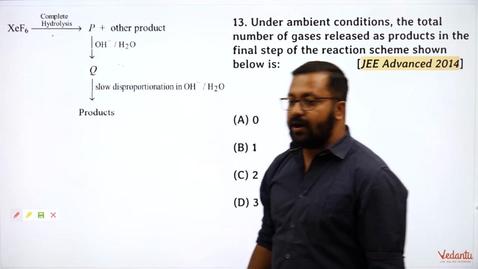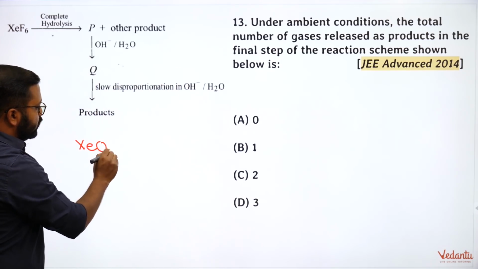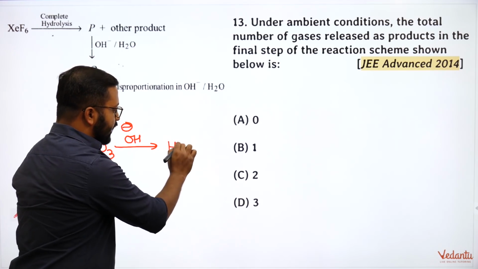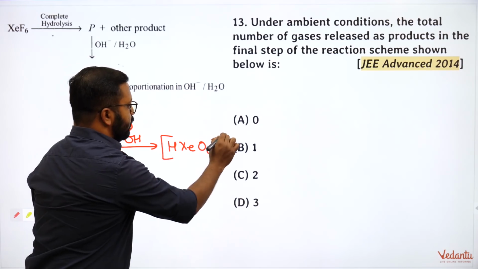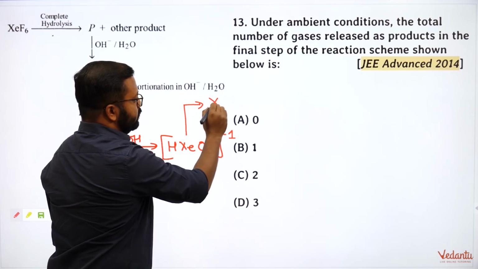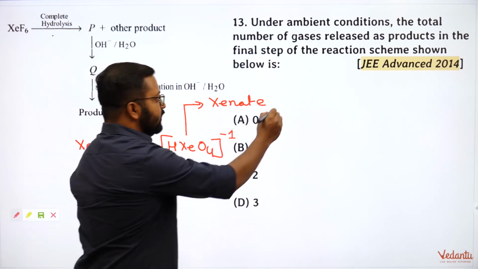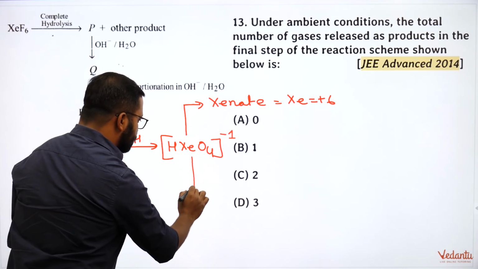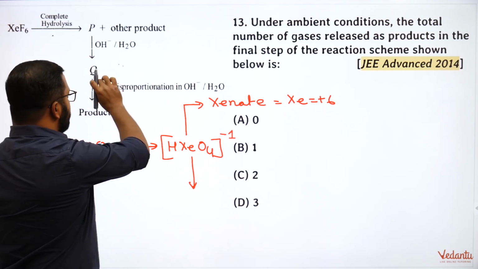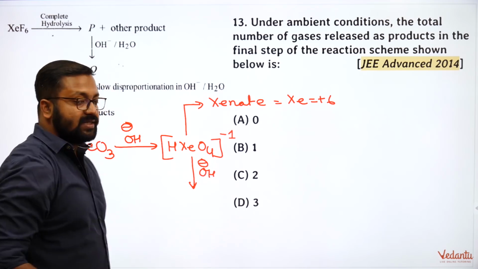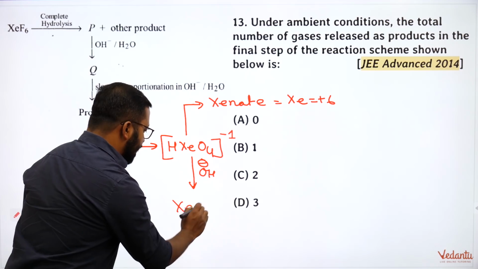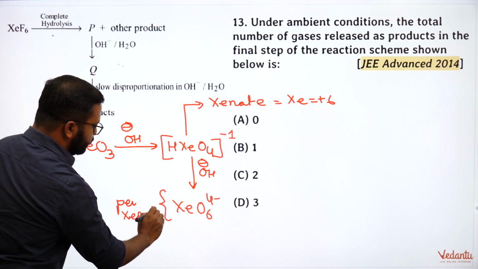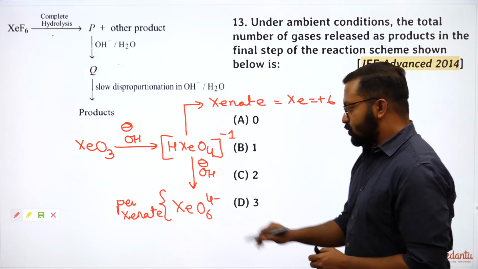So complete hydrolysis will generate XeO3. When XeO3 is made to react with a base, you get an ion like this, HXeO4 minus. This is known as a xenate ion. In a xenate, xenon is in +6 oxidation state. If you leave it in the basic medium, it will change into XeO6 4-, that is the perxenate ion. Okay, so that will be the perxenate ion.